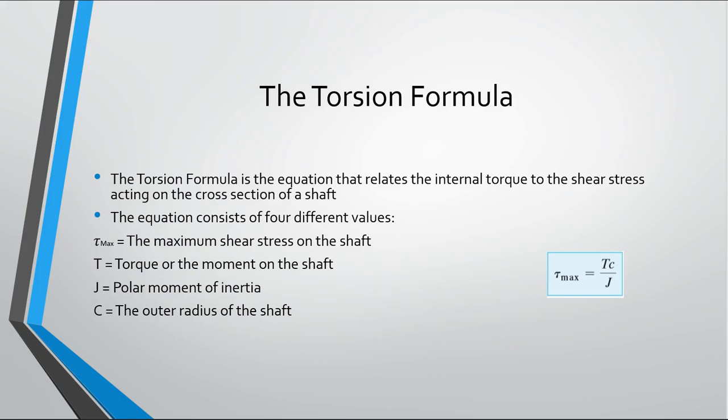The torsion formula. The torsion formula is the equation that relates the internal torque to the shear stress acting on the cross-section of a shaft. The equation consists of four different values. Tau max, which is the maximum shear stress on the shaft, T, which is the torque or moment on the shaft, J, which is the polar moment of inertia, and C, the outer radius of the shaft.